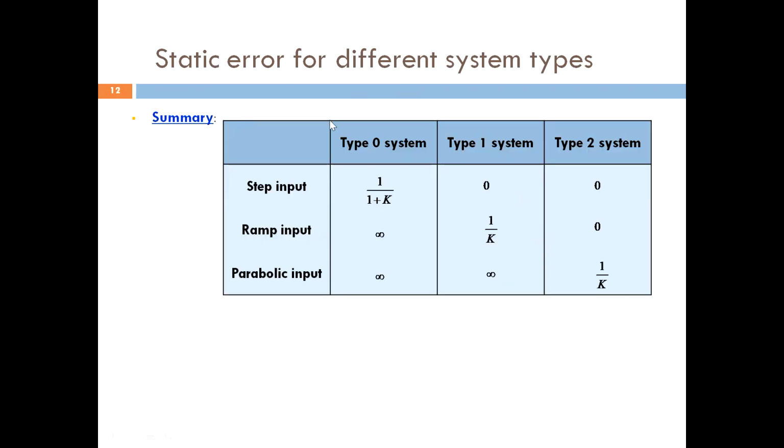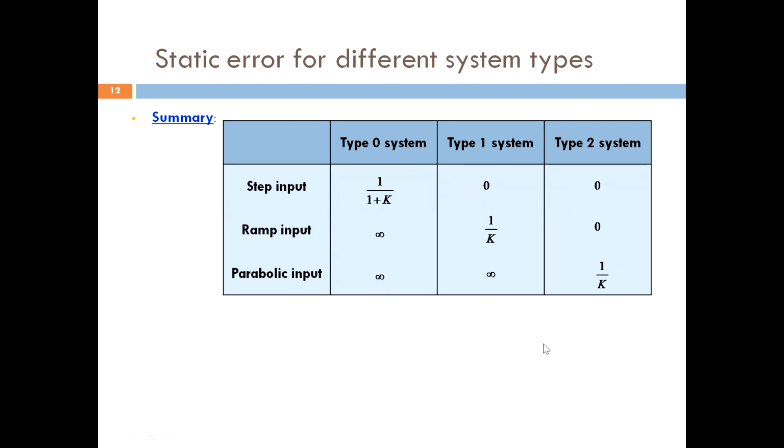Okay, so we've got a table here that summarizes what we have been discussing in the previous few slides. So this basically shows us the relationship between the input type and the system type, and we can say the expression for the steady state error for various combinations of the input and system type.